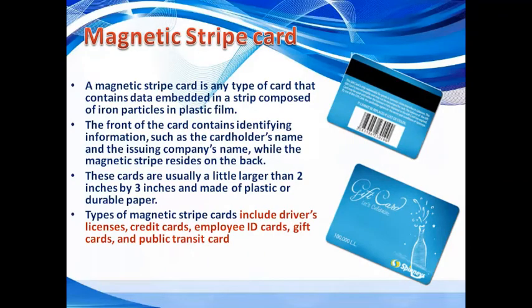Now we have the magnetic strip card. A magnetic strip card is any type of card that contains data embedded in a strip composed of iron particles in a plastic film. The front of the card contains identifying information such as the cardholder's name and the issuing company name, while the magnetic strip resides on the back. These cards are usually a little larger than 2 inches by 3 inches and made of plastic or durable paper.